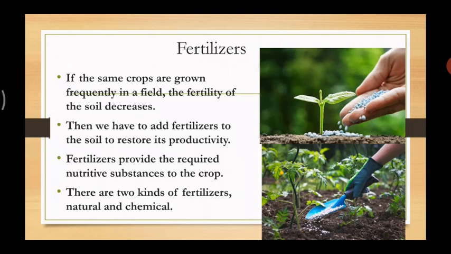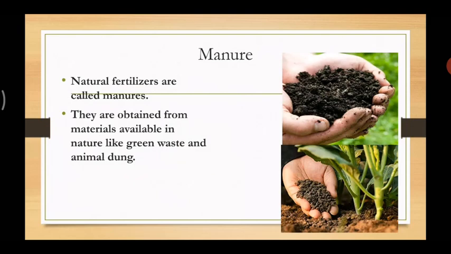So there are two different kinds of fertilizers. They are natural and chemical fertilizers. Let's move forward. Natural fertilizers are also called manures, which we get from materials available in nature. Now, what are manures? Materials which are available in nature, like for example green waste. When we cut the leafy vegetables, the waste vegetable is called green waste, and animal dung. Look at the different pictures of manures.